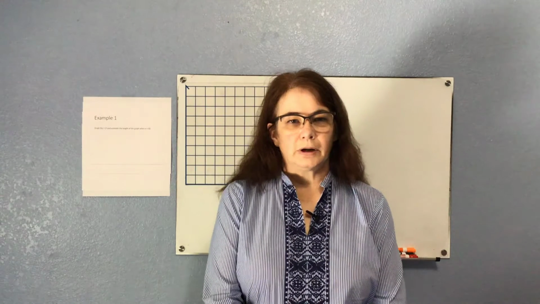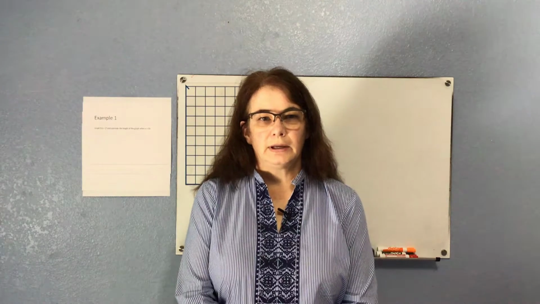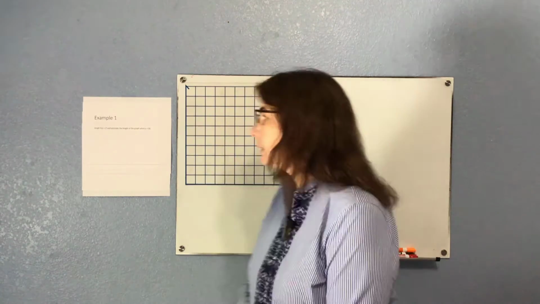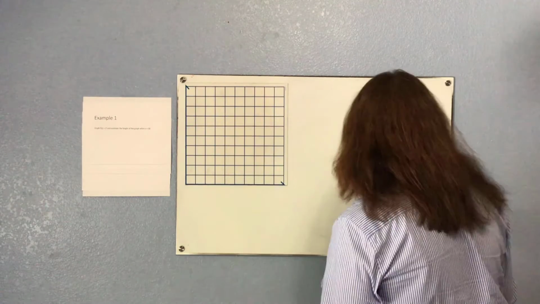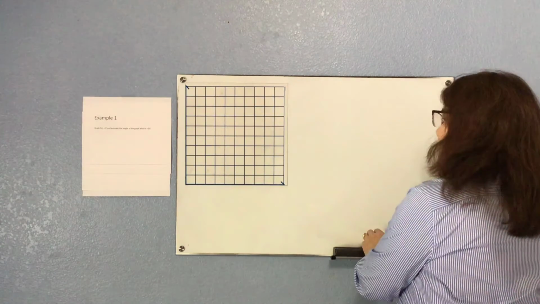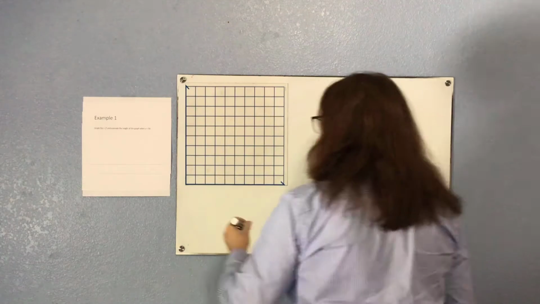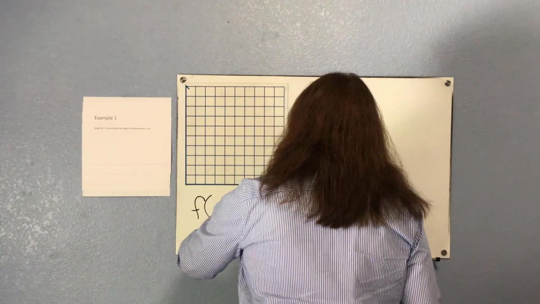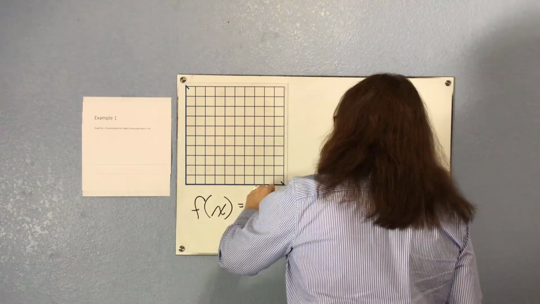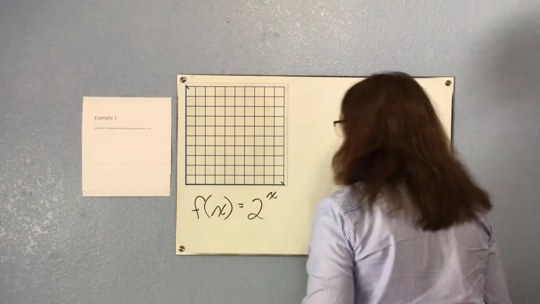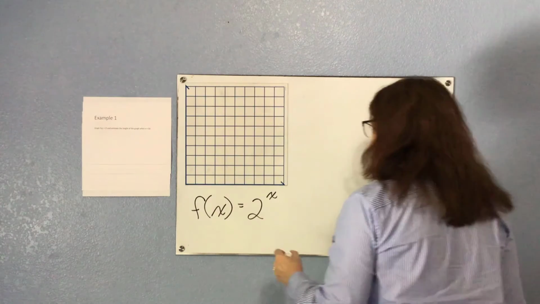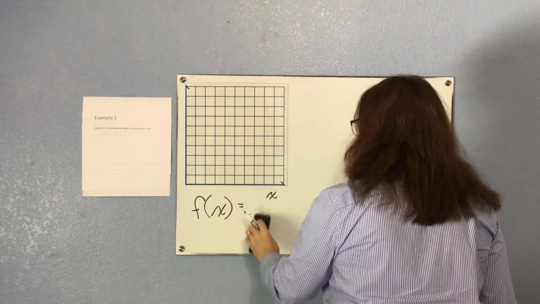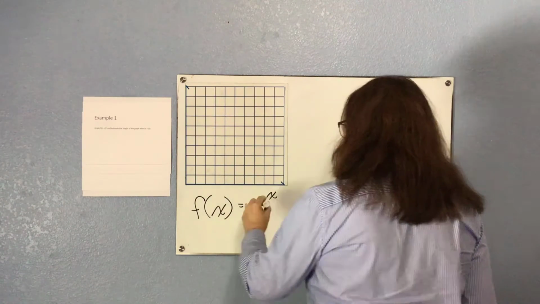Today, we'll be starting our study of exponential and logarithmic functions. An exponential function is a function that can be written this way. f of x equals 2 to the x power. And that 2 could be, well, let's call it a, at first.